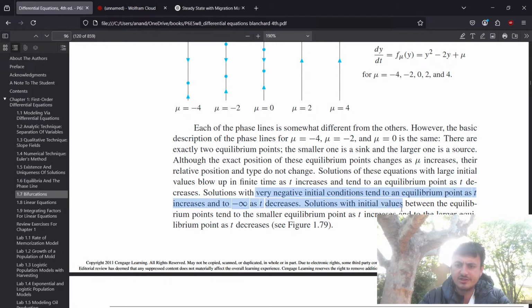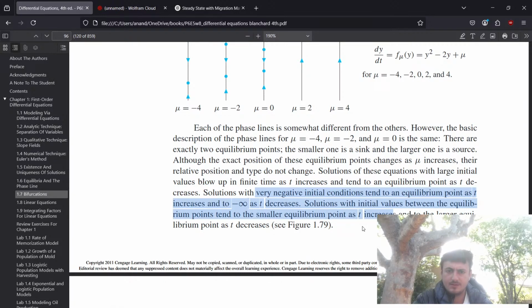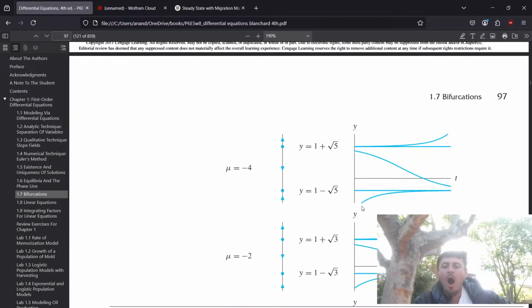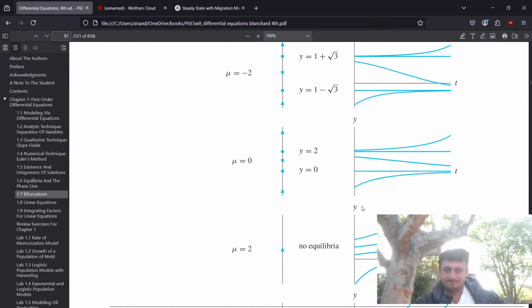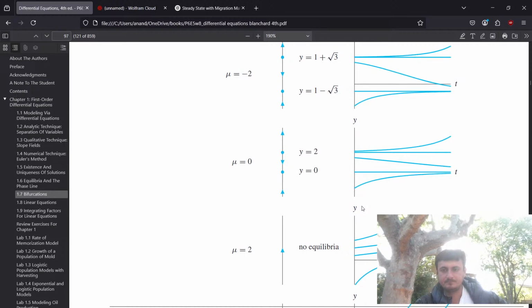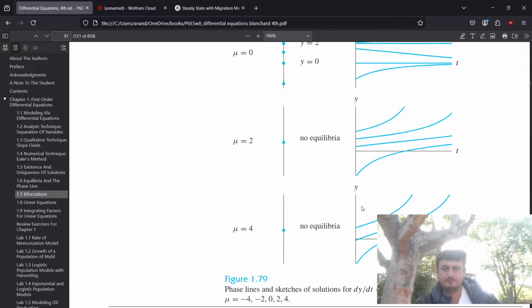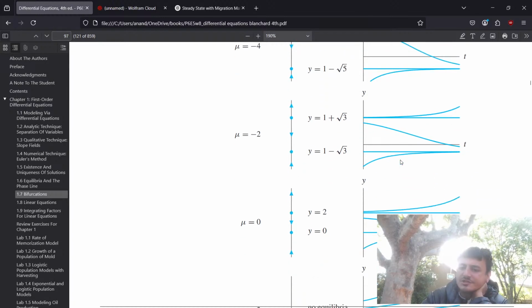Solutions with very negative initial conditions tend to an equilibrium point as t increases. Okay, so yeah, so here's the solution sketches.